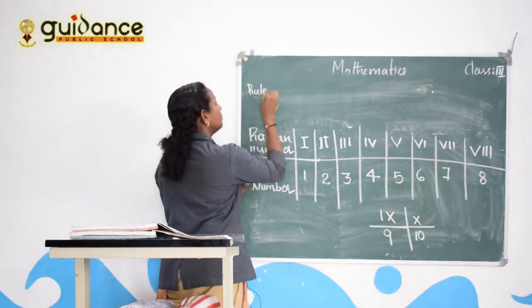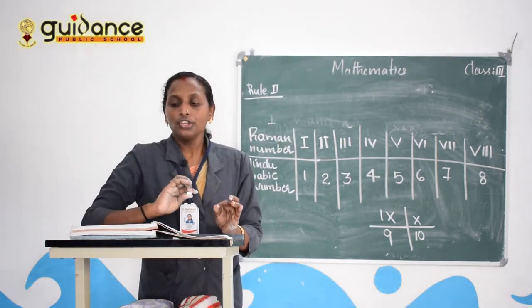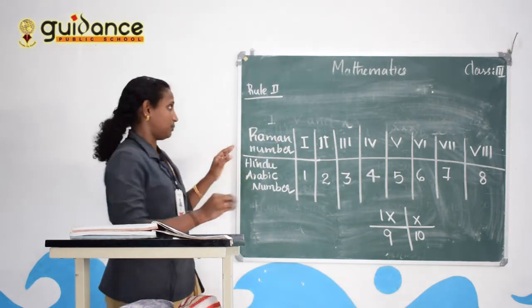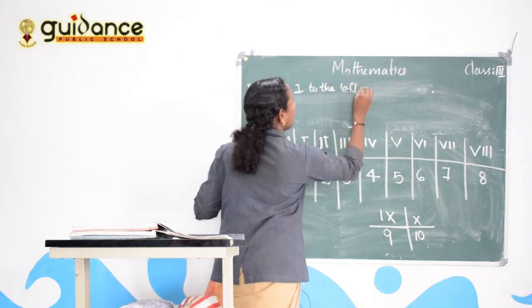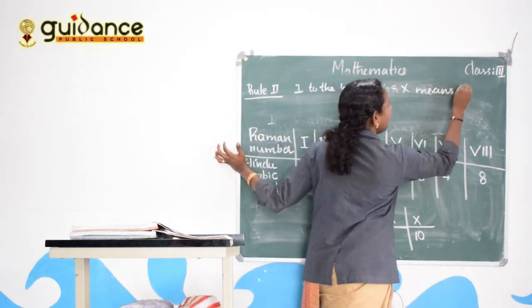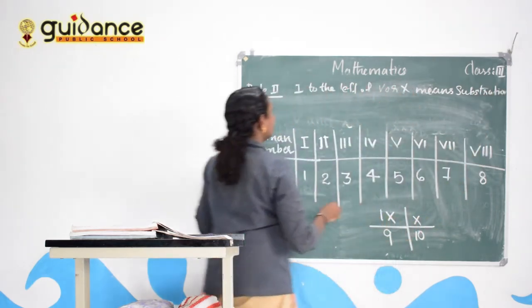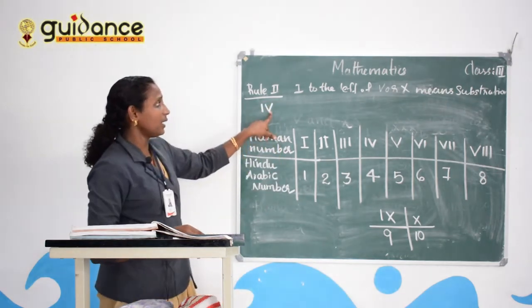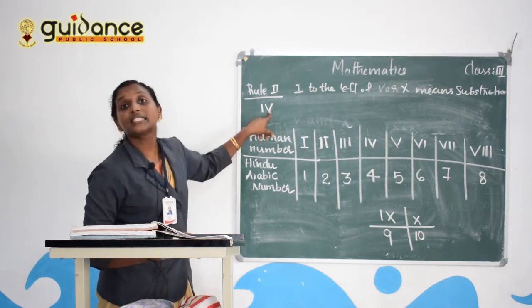Rule 2. I to the left of V or X means subtraction. I to the left of V or X means subtraction. That means I can be to the left of V. At that time, it will subtract.